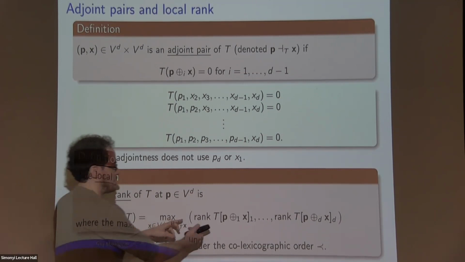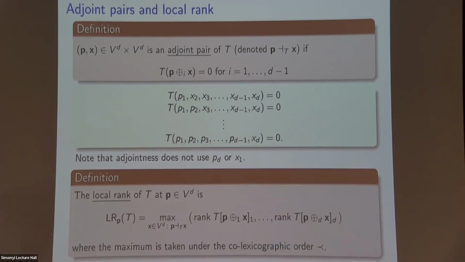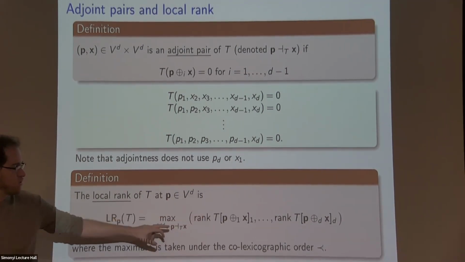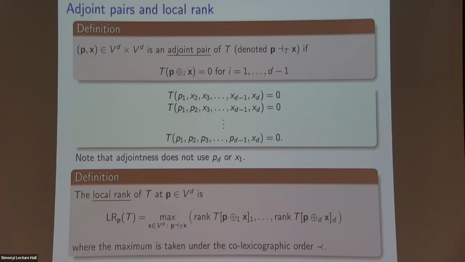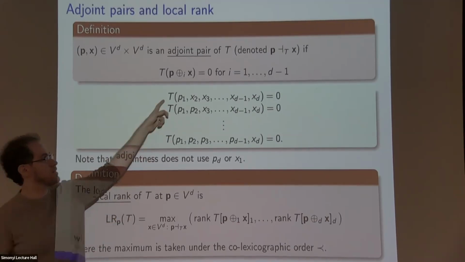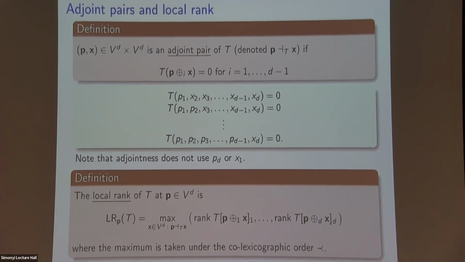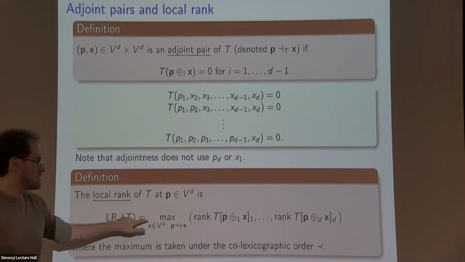Okay, so this is a vector of ranks, a vector of partial ranks. What do you do with this vector? It depends on X. I'm going to maximize over all choices of X that are adjoint to P, so all choices of X that satisfy these D minus 1 conditions. Okay, bear with me. Last item here is that I'm maximizing a vector.